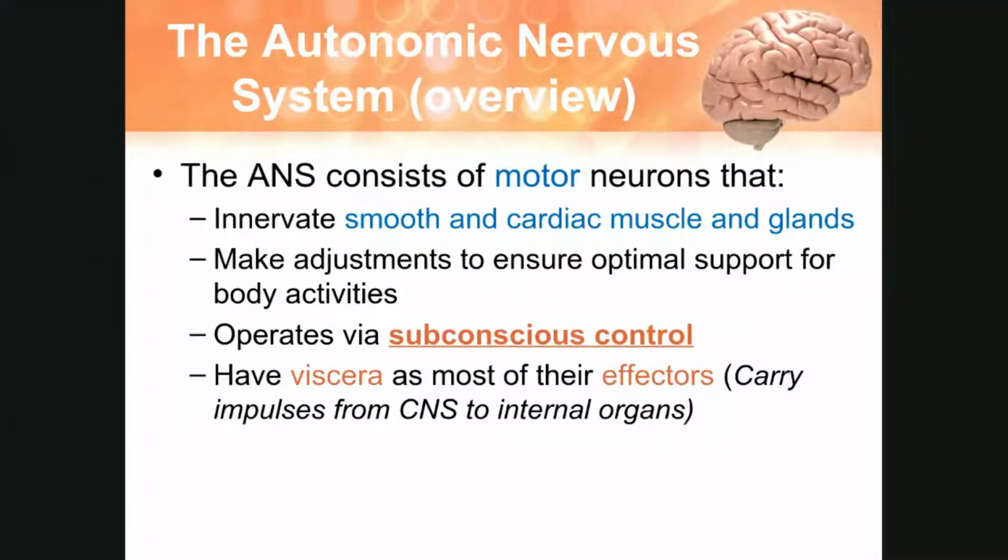So the autonomic nervous system consists of motor neurons that innervate smooth and cardiac muscles and the glands. The word autonomous means free functioning. So you have to understand that whichever organs are functioning freely in your body without your control are innervated by the autonomic nervous system. This is a simple thing you have to understand. It operates at the subconscious control, and it innervates the visceral organs.